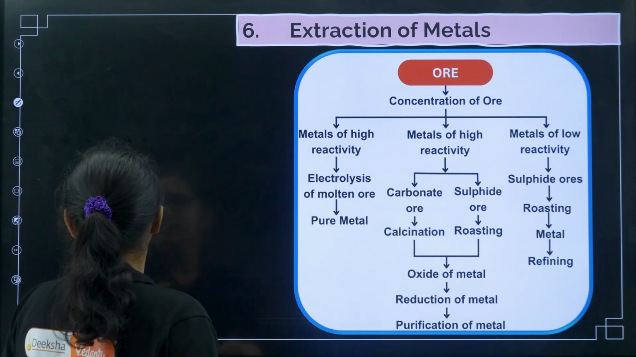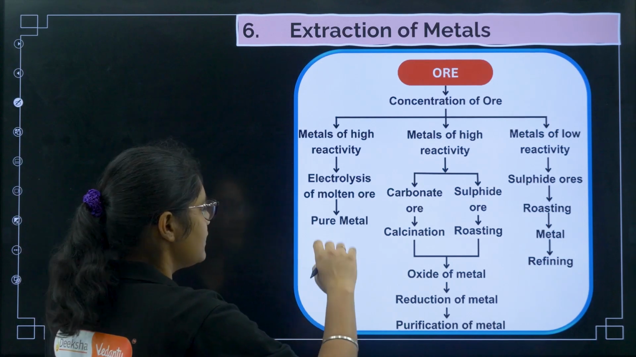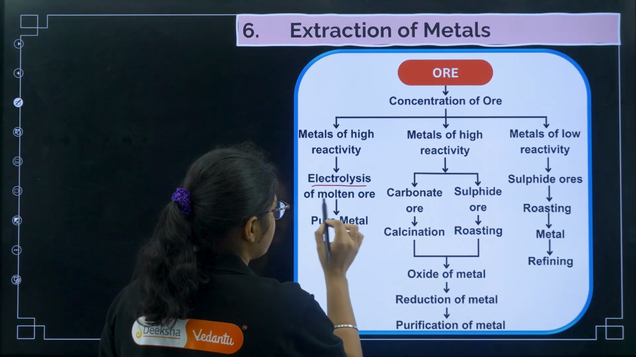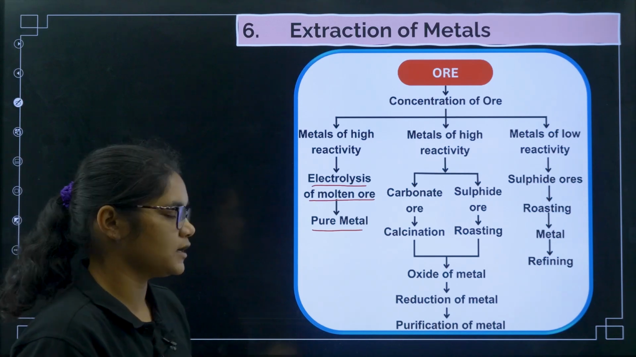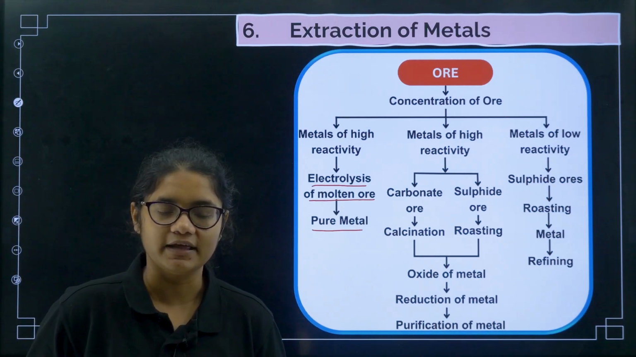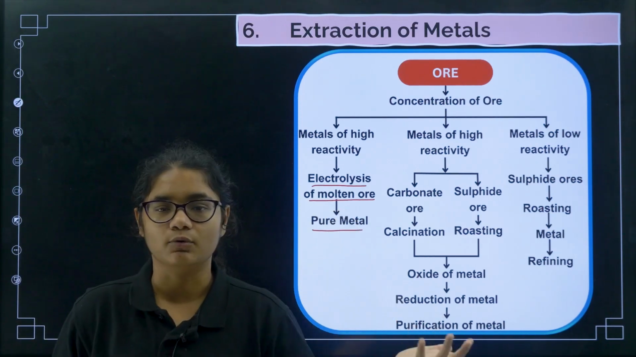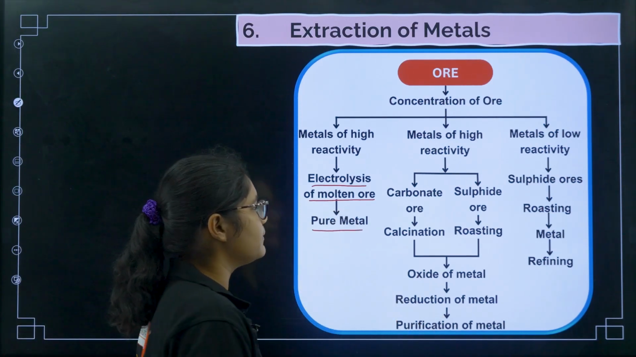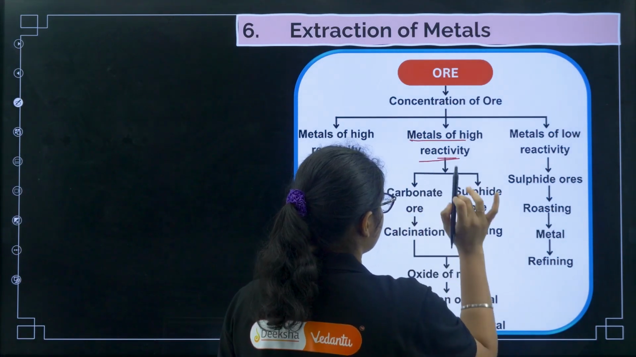If the metals are very highly reactive, then electrolysis of the molten ore is done and the pure metal is obtained. Suppose sodium, potassium, very highly reactive metals: we just need to purify them by electrolysis of the molten ore. Next, coming to metals of high reactivity. This is very high reactivity, this is moderate reactivity.